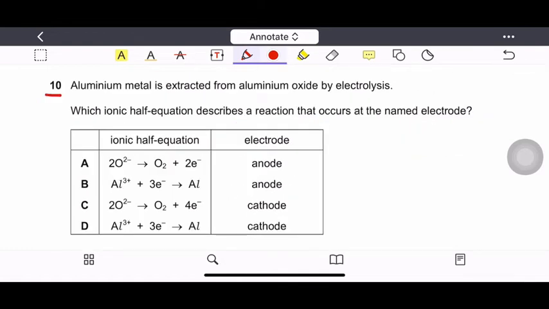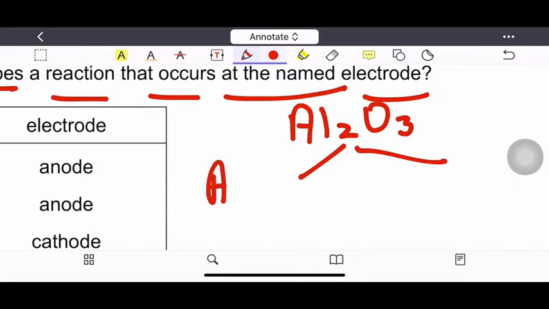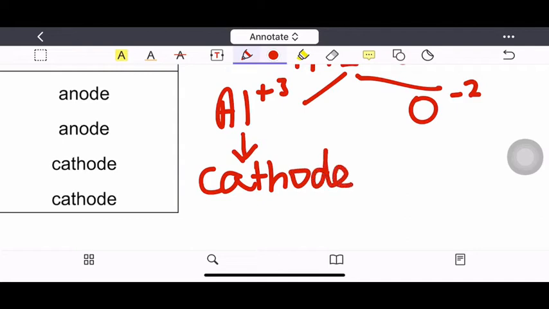Question 10. Aluminium metal is extracted from aluminium oxide by electrolysis. Which ionic half equation describes a reaction that occurs at the named electrode? Let us see the electrolysis of aluminium oxide. What are the products? It produces aluminium ions, metal ion, and oxide ions. Aluminium ions are discharged at negative electrode and oxide ions at positive electrodes.